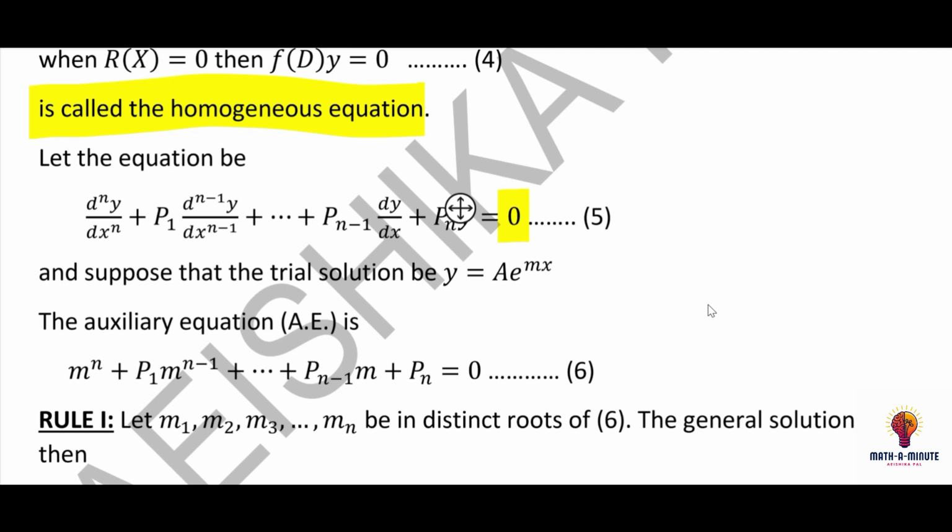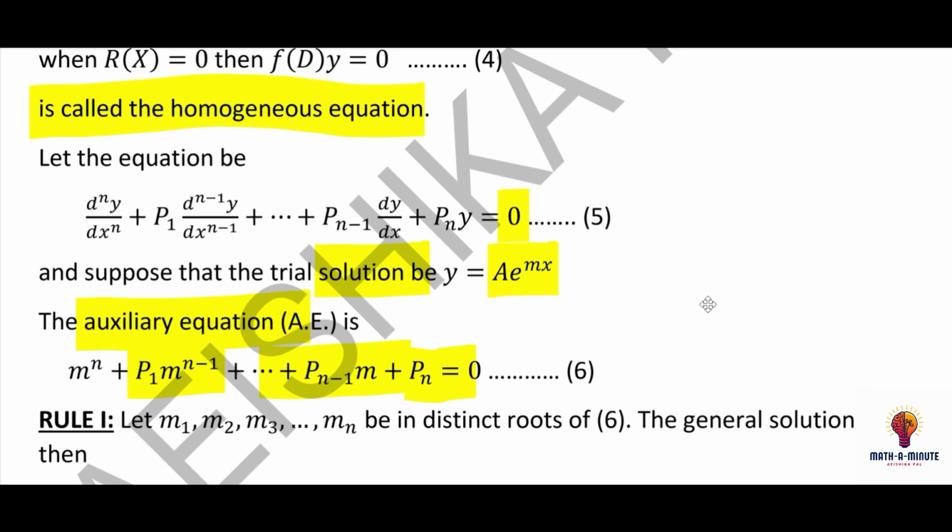And suppose the solution of this differential equation is y equals a e to the power mx, where a is constant, m can be any value. Then the auxiliary equation of the given differential equation will be m to the power n plus p1 m to the power n minus 1 plus up to p(n-1) m plus pn. So let me explain this method with an example.